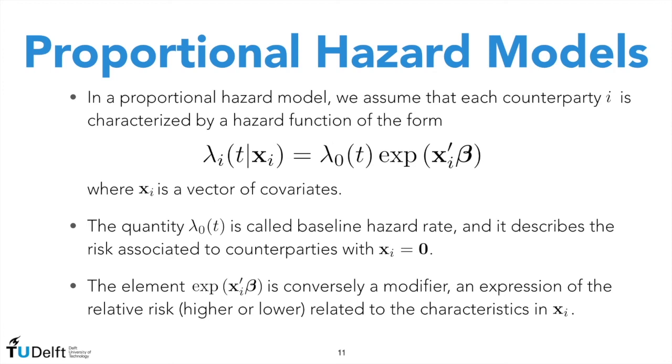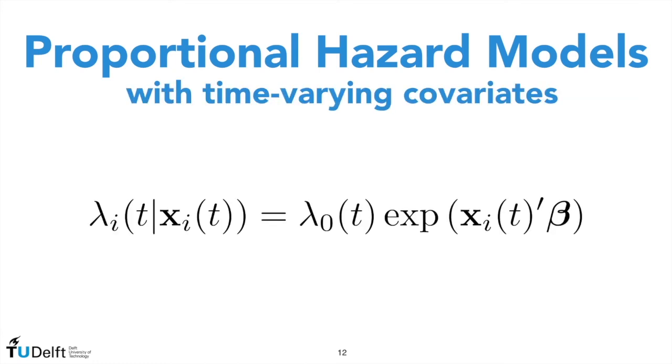So in a proportional hazard model, what we are assuming is that the hazard function of each counterparty is a function of one or more covariates, and these covariates can influence, can change the risk of that counterparty. What we have seen is just the simplest example of proportional hazard model. Naturally, we can make it a little bit more general by assuming, for example, that the covariates contained in the vector x are time varying, that is to say, their values change over time.